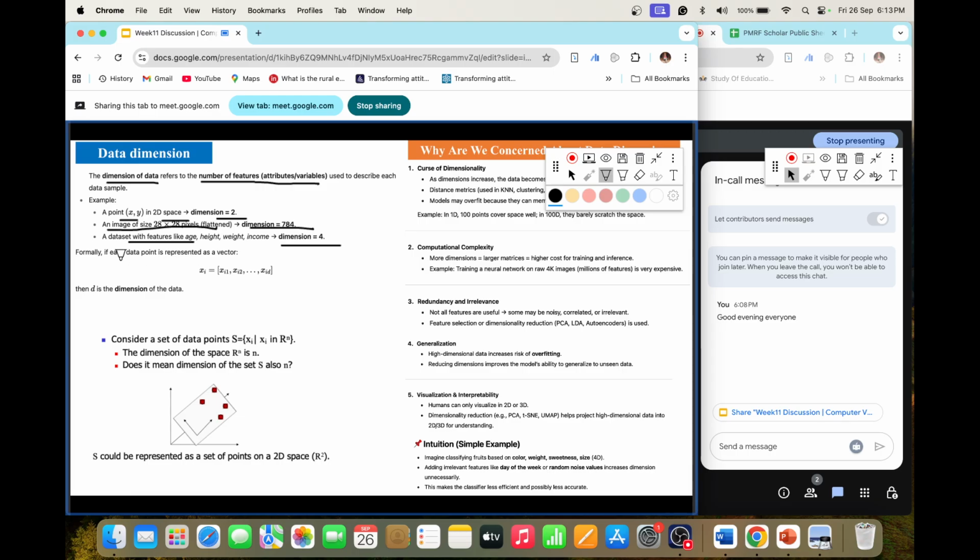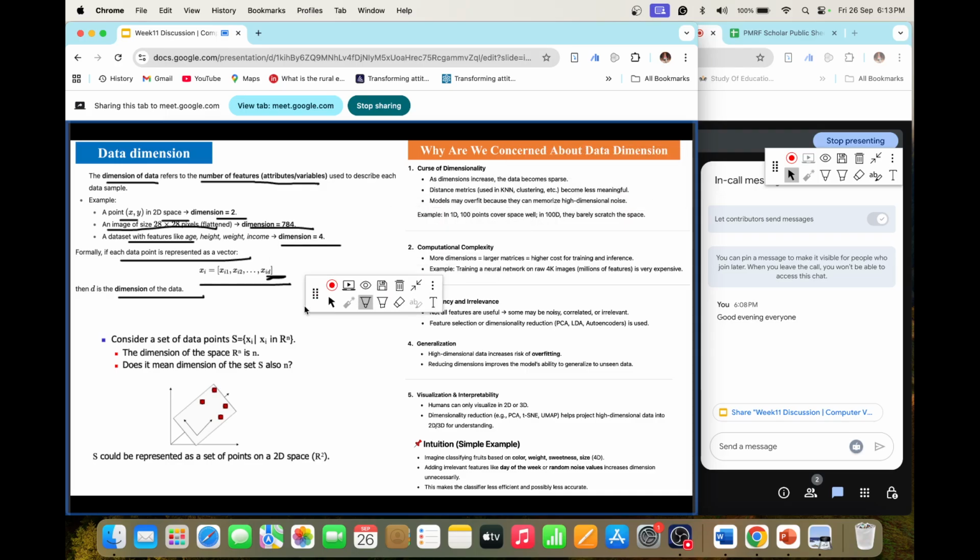Formally, if each data point is represented by a vector x_i1, x_i2, ..., x_id, this is d dimension data, because it is described by attributes 1 to d. So that is regarding the dimension of data. Now this is another representation you can see.